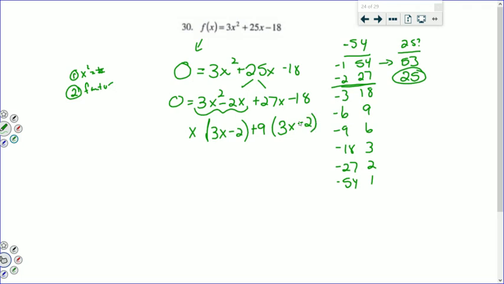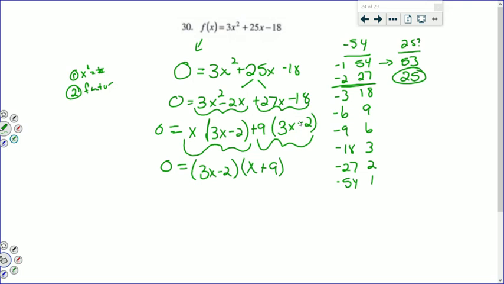So now, these two terms had a 9 in common. So this term has, in common with this term, a 3x minus 2. 3x minus 2 times the thing that's left over when we take out 3x minus 2 from both of them is x plus 9. And remember, all these things equal 0. So if I have something times something else, and it equals 0, one of those two things has to be 0. We're not sure which one because they both have x's, so we have to figure out what values of x make both of these 0.